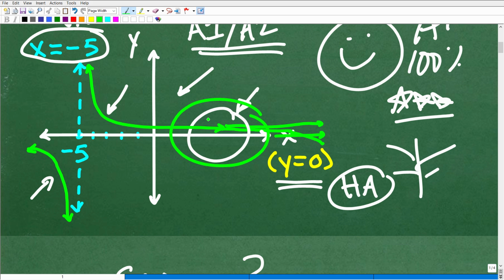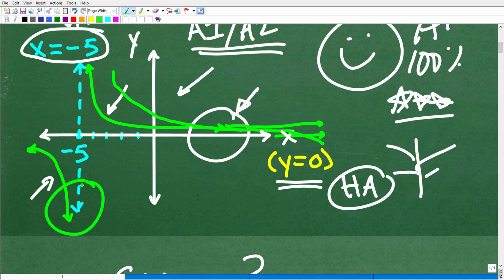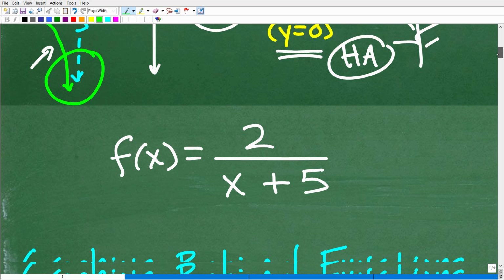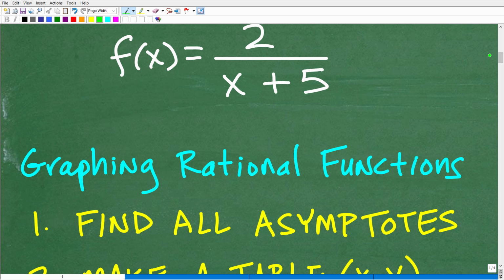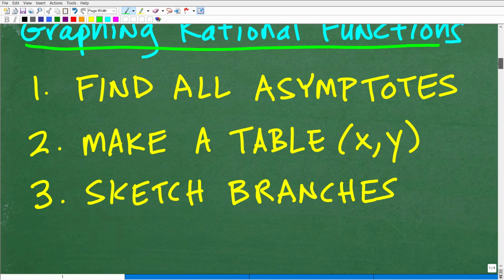So this kind of behavior, where we have a graph coming in closer and closer to a boundary line, is called asymptotic behavior, okay? And these boundary lines are called asymptotes. So when we are considering graphing rational functions, the first thing that we need to do is find all the asymptotes.